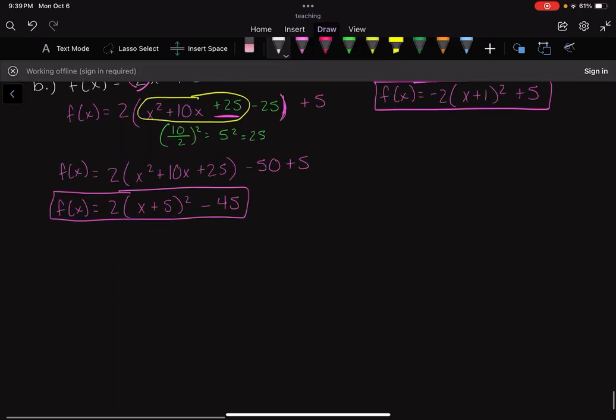Now for my next example, so this will be example 3, I'm going to work with that last quadratic we did. So I'm going to say graph the following and complete the table.